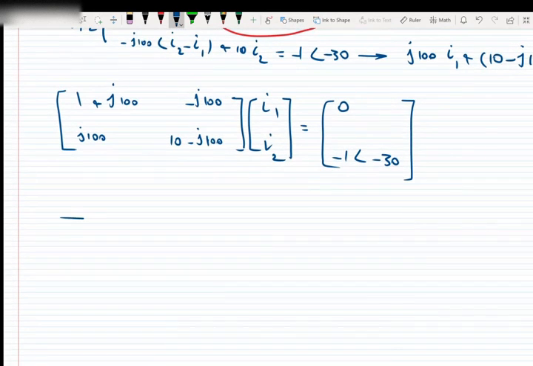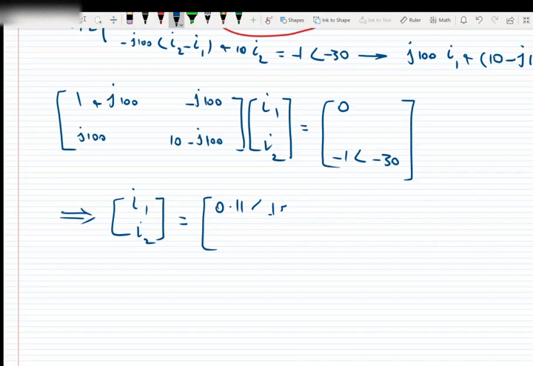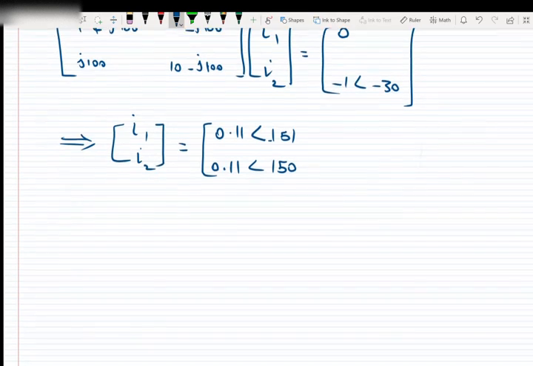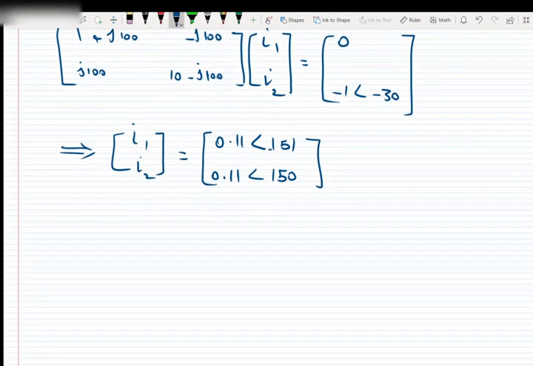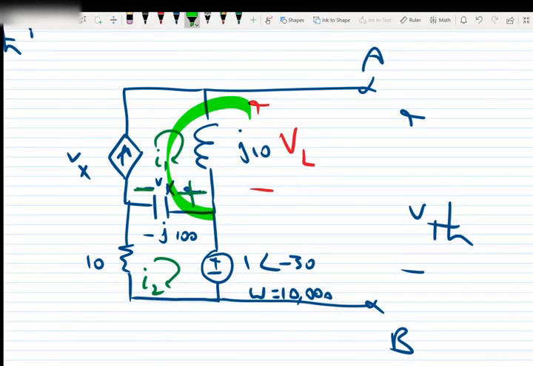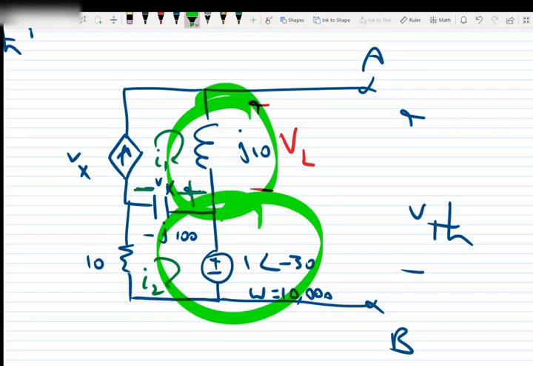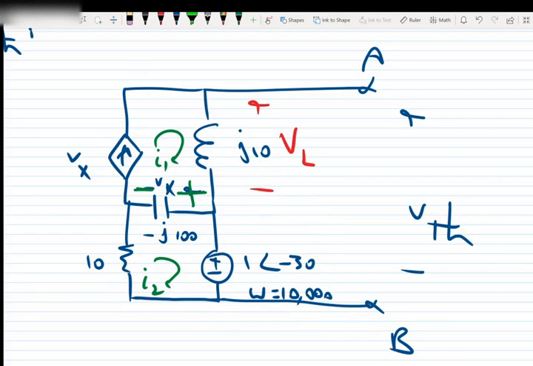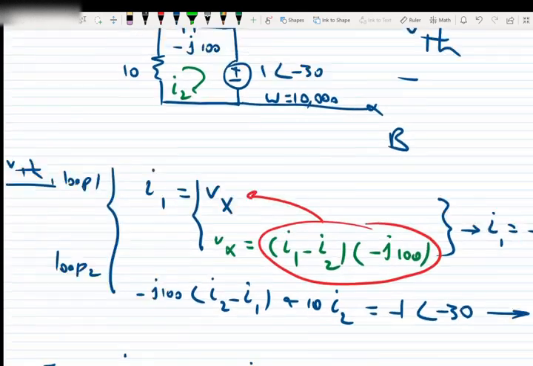Okay, if we solve these matrices, we will have I1, I2 equal to 0.11 with the angle of 151 and 0.11 with the angle of 150. So now that we got I1 and I2, I said that Thevenin is equal to, let's go back to the circuit, the voltage across this inductor plus this voltage. The voltage across the inductor is I1 times J10.